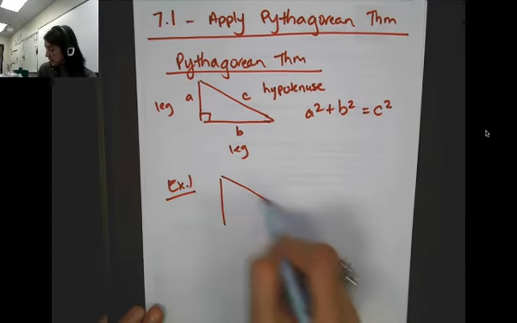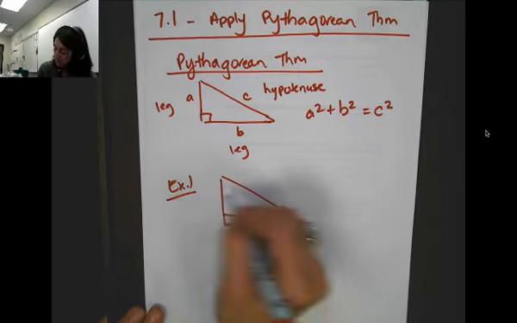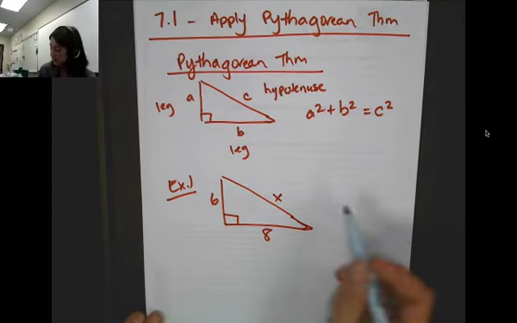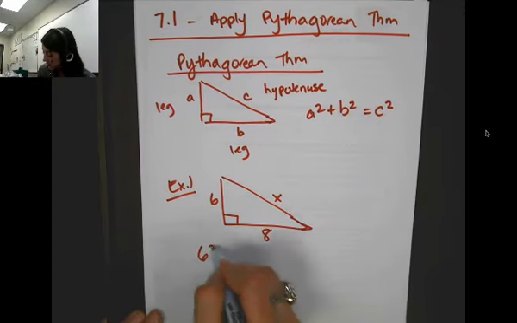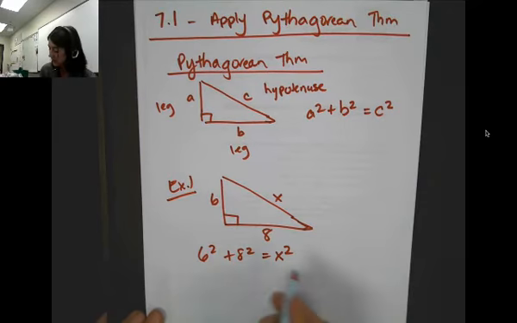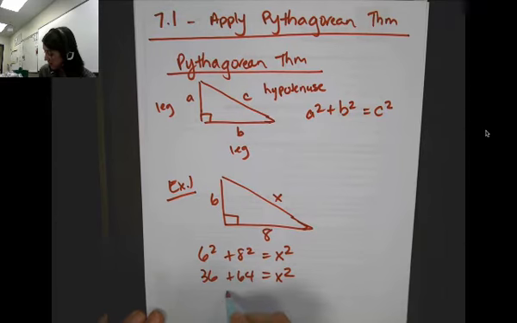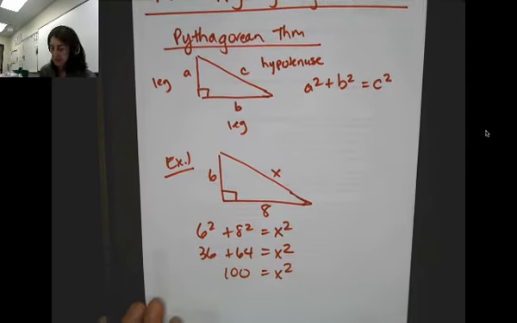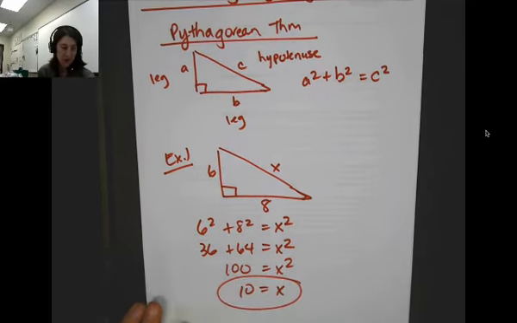So here we've got a right triangle with legs 6 and 8, and we want to solve for the hypotenuse. So the two legs are your A and your B in either order. So 6 squared plus 8 squared is going to equal x squared. And we're just going to solve algebraically. 36 plus 64, and then add that up. And then we're going to take only the positive square root of each side, of course, because distance can't be negative. So the positive square root of both sides. X is 10.